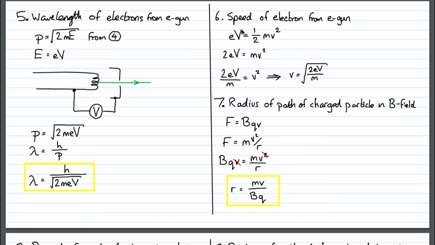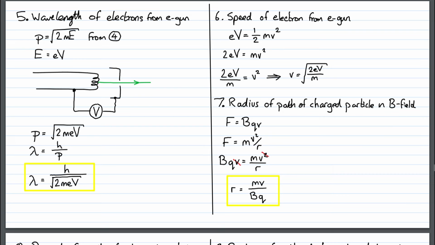Equation number 6, speed of electrons from the electron gun. Well, I've got this expression already, the energy that is gained by electrons moving across the gap. And as I said, that is equal to the kinetic energy the electrons gain. So I can say eV, that's capital V, is equal to half mv squared. That's a lowercase v. Do make sure your uppercase and lowercase v's are obviously different. Now I can multiply through by 2 to get this expression here. I can divide through by mass to get this expression here. And then finally I can take the square root of both sides to get v is equal to 2eV anode potential difference divided by m, all under the square root.